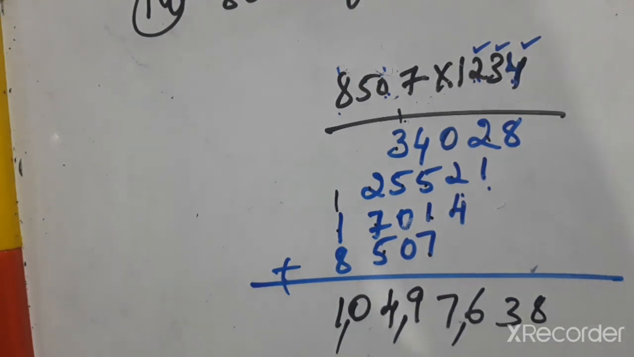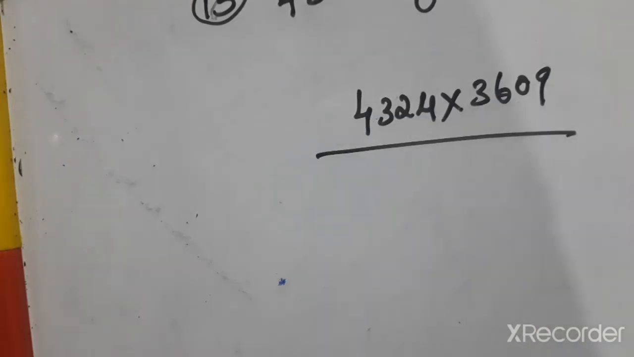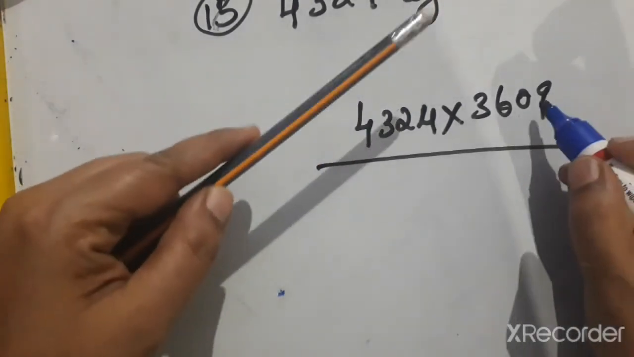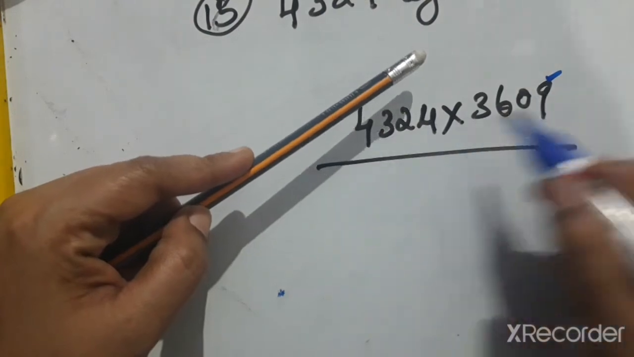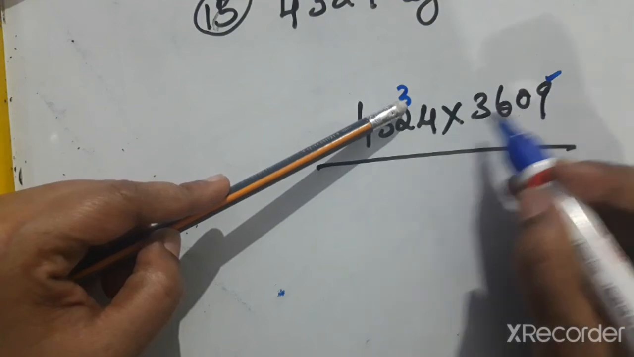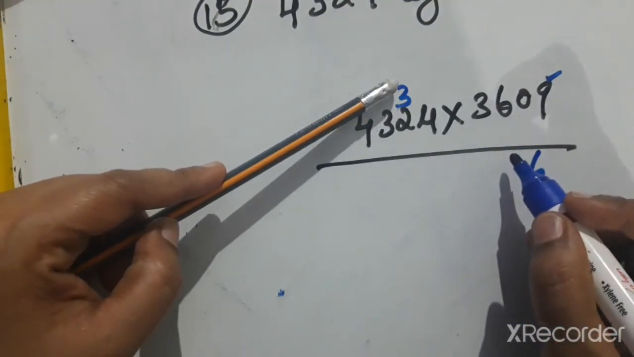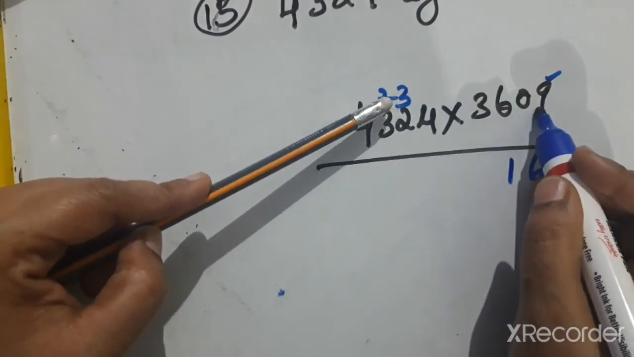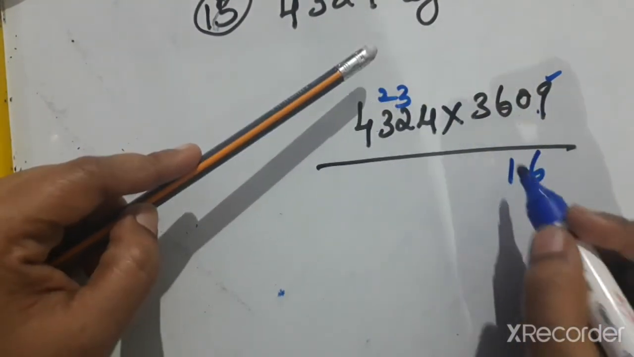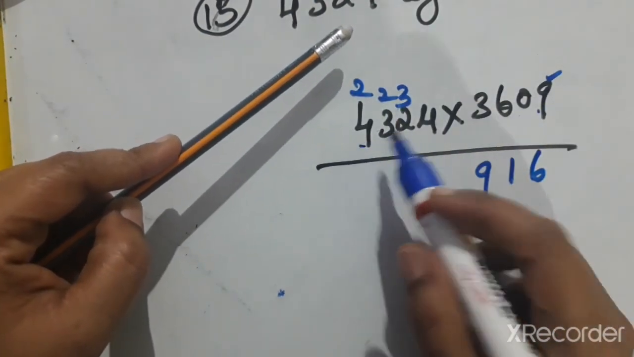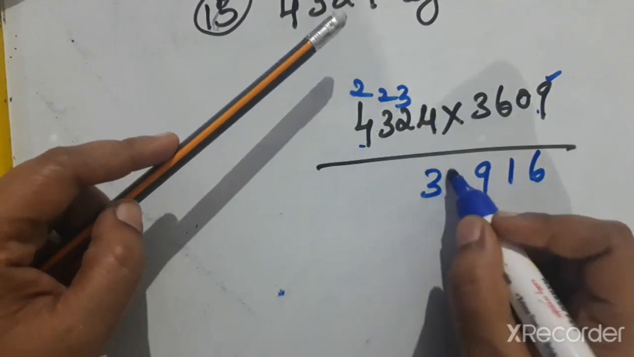97,638 is the answer. Now 15th question, 4,324 into 3,609. Now with 9 we have to multiply each number. 9 4s are 36, so 6, 3 carry out to next place. 9 into 2, 9 2s are 18, 18 plus 3 is 19, 20, 21, so 1, 2 carry out to next place. 9 3s are 27, 27 and 28, 29, 9, 2 carry out to next place. 9 4s are 36, 36 plus 2 is 37, 38.